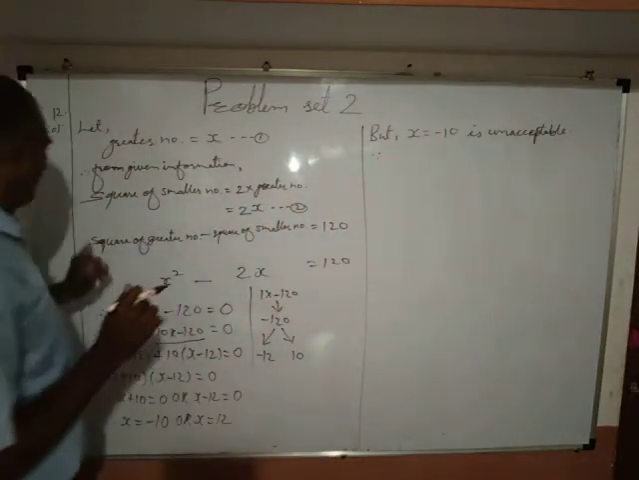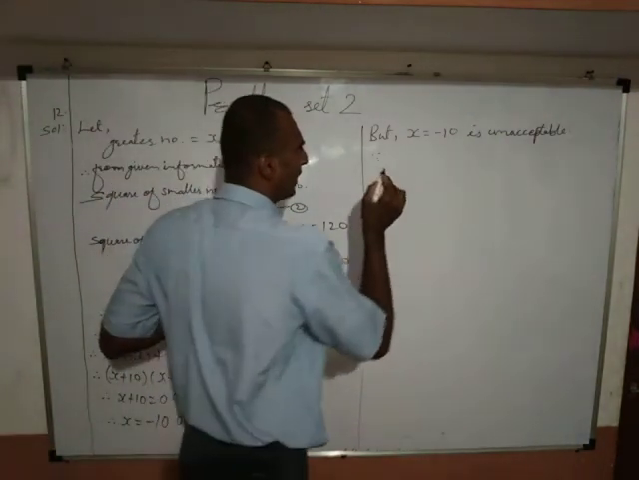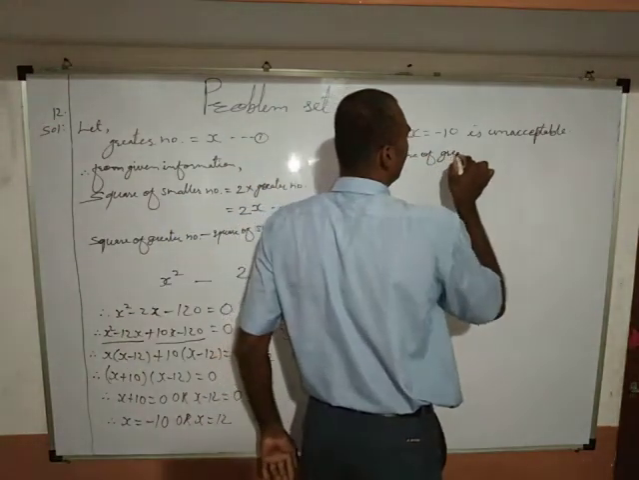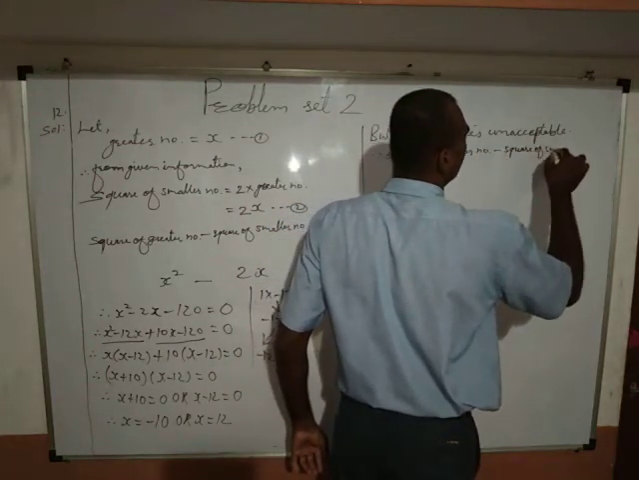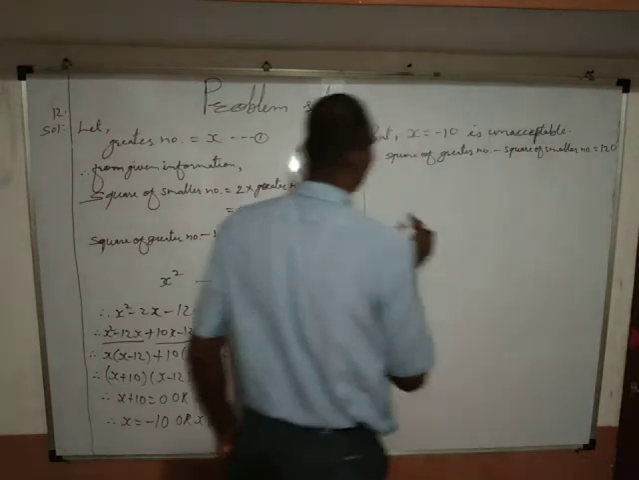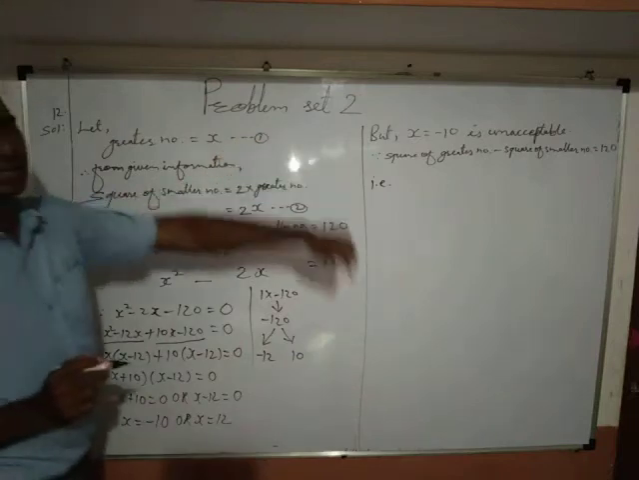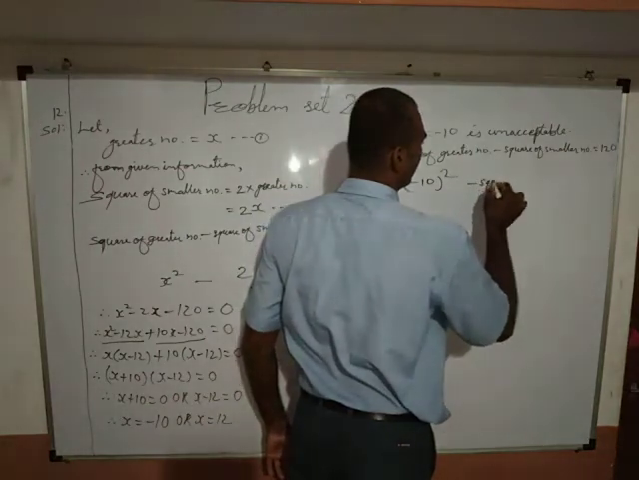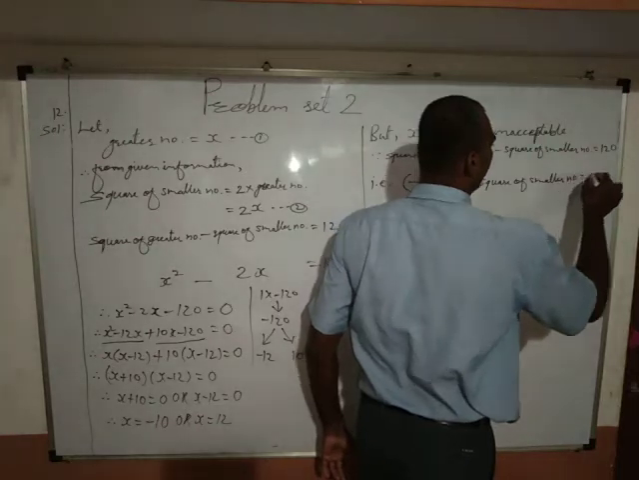since the square of the greater number minus the square of the smaller number equals 120. That is, the square of the greater number is x, and the value of x is minus 10, meaning minus 10, its square minus the square of the smaller number equals 120.